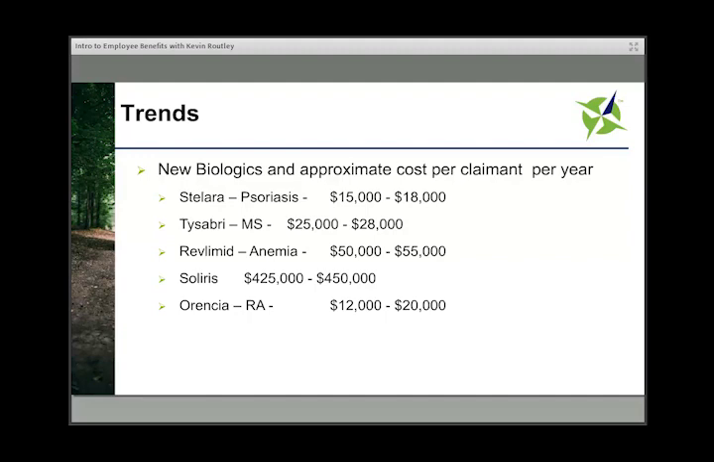These are scary numbers. These are what are driving many employers to take a hard look at their program and make decisions on their stop-loss coverage. Whether they want to have stop-loss coverage, whether they want to share the cost with employees on stop-loss coverage, or whether they want to cap their drug maximum.